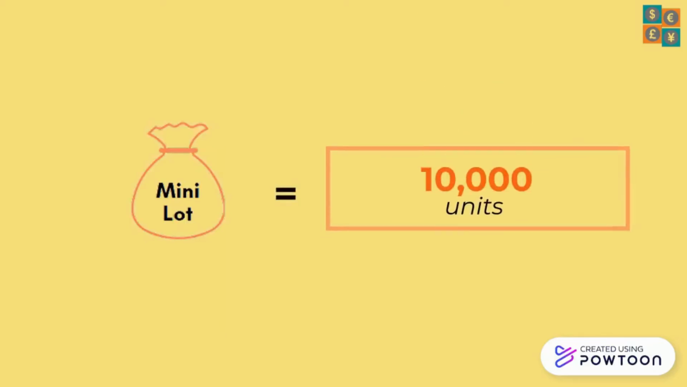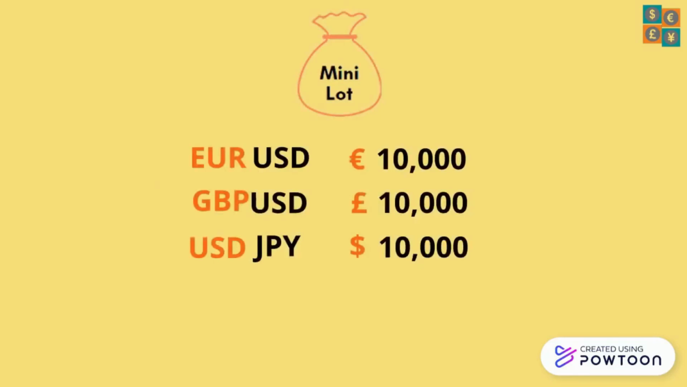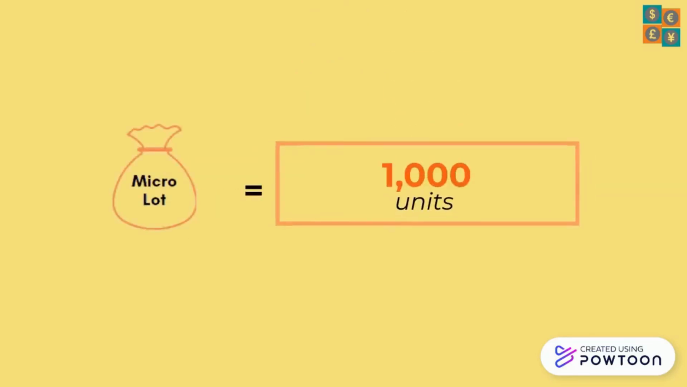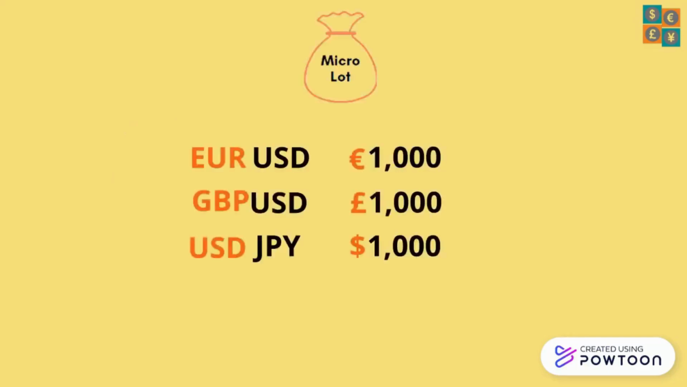One mini lot is equal to 10,000 units of the base currency. Here are some examples. One micro lot is equal to 1,000 units of the base currency. Here are a few examples.